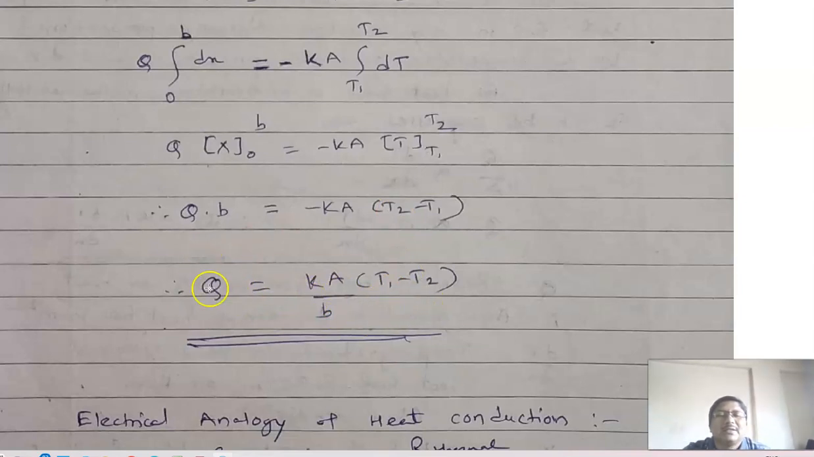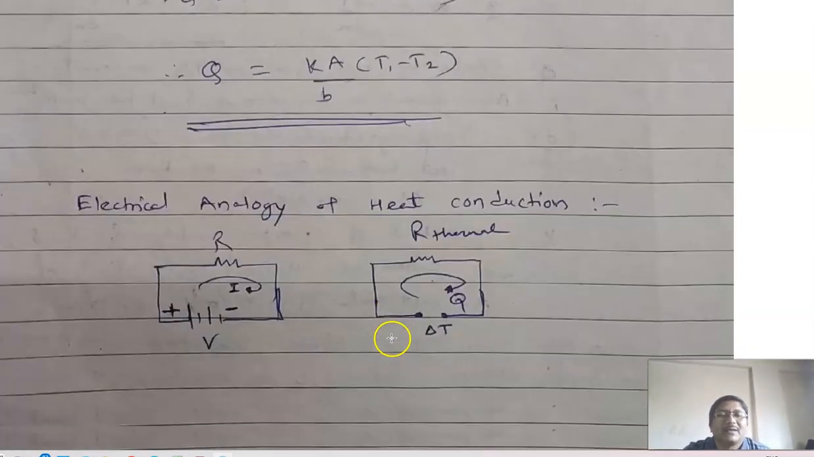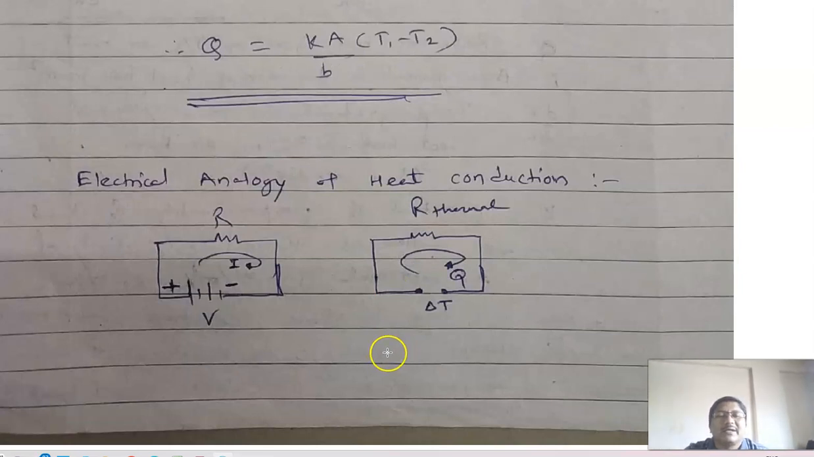This equation is very important while solving numericals: Q equals ka by b into (t1 minus t2). Okay, so again, what is thermal resistance, what is thermal conductance? And this is for a single slab. If there are two slabs, if there are three slabs, that is composite slabs, then what equation we have to write, we'll see. Now, the electrical analogy of heat conduction.